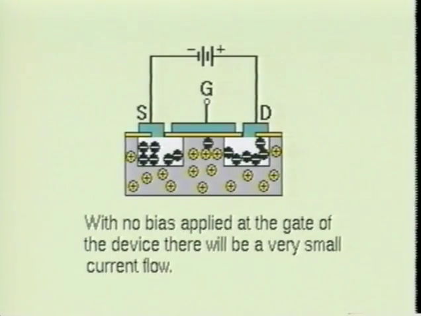If the drain is made positive with respect to the source and no bias is applied to the gate, there will be very little current flowing between these two points. This will be due to the fact that the MOSFET will be in a forward and reverse bias condition. Therefore, the only current flow will be from minority charge carriers.